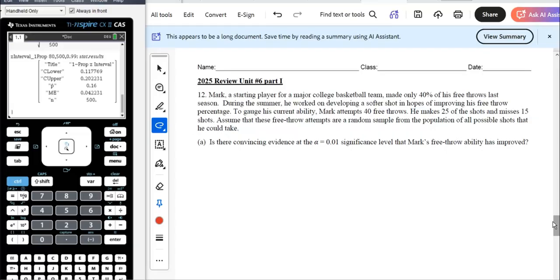Assume that these free throw attempts are a random sample from the population of all possible shots he can take. Is there convincing evidence at the 1% significance level that Mark's free throw ability has improved? Wow, 1%. They're getting strict on this one, right?